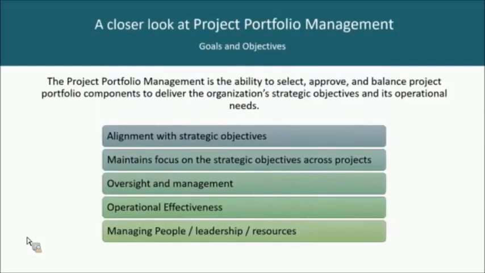So how do we define project portfolio management? It's the ability to select, approve, and balance project portfolio components to deliver the organization's strategic objectives and operational needs. And the objectives we see for this are alignment with strategic objectives. Again, we don't often see IT in alignment with the strategic objectives of the business. We know that everybody knows what the goals are, but whether they're in alignment is a different matter. Operational effectiveness, managing people, leadership, and resources.